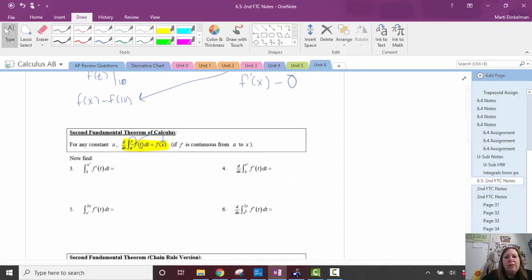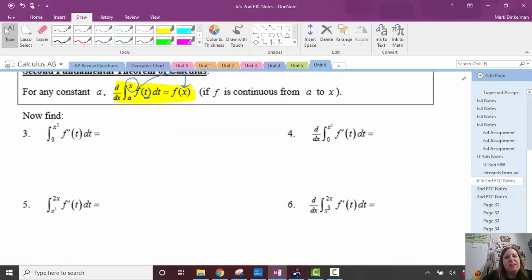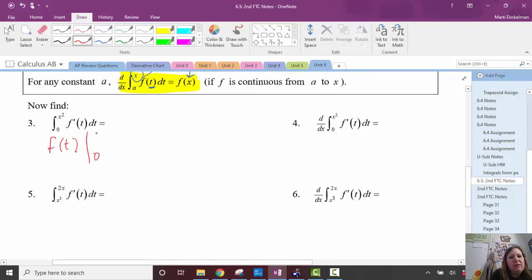Okay, so they're going to step us through, what if it's not just an x? What if it's an x squared? So let's talk about what happens there. Again, we're going to take this integral, so we would get the antiderivative, so just f of t, do our new notation with the vertical bar, and we'd plug in the x squared, and then we'd plug in the 0.